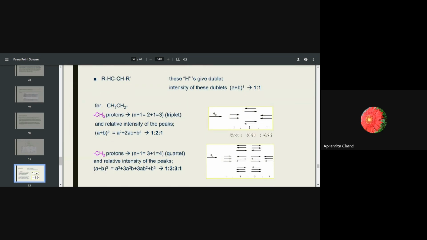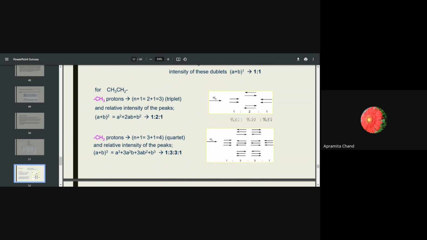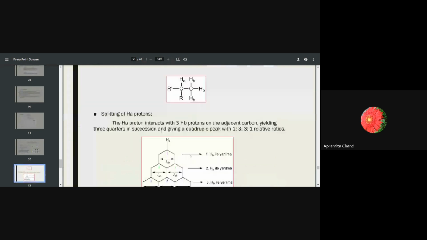So this is an example of how you can find it out. The relative intensity for a triplet will be 1:2:1. For a quartet, it will be 1:3:3:1.